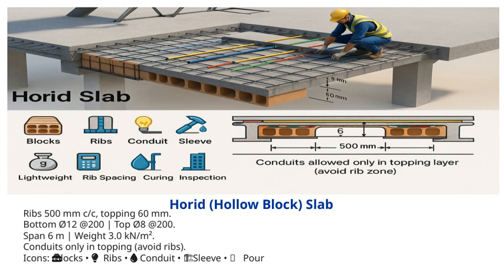Finally, you'll see icons representing different elements: bricks for blocks, toolbox for ribs, light bulb for conduits, droplet for sleeves, and building construction for pouring activity. These visual cues help us quickly identify key components and steps in the construction process. This approach ensures we're designing safe, efficient, and functional slabs that align with our overall project goals.